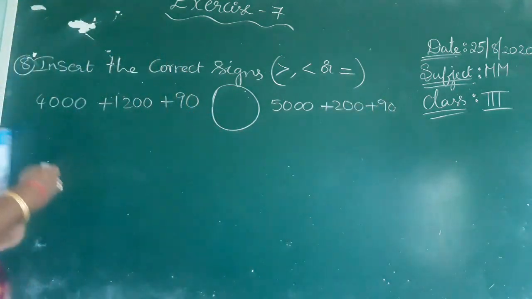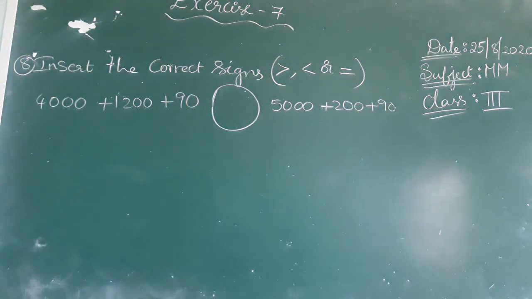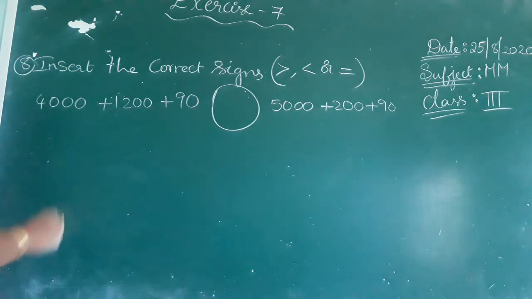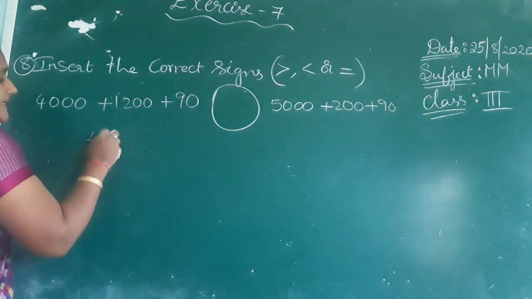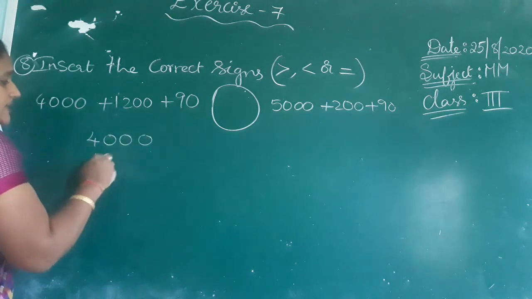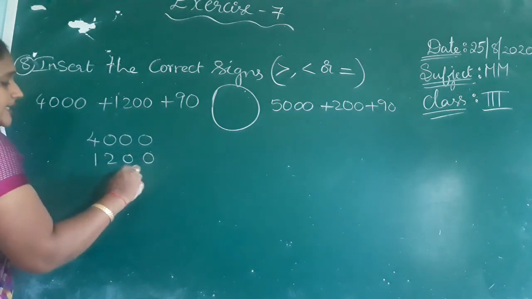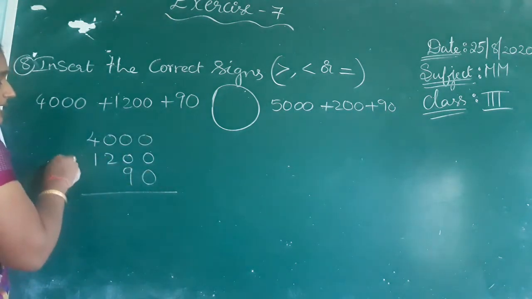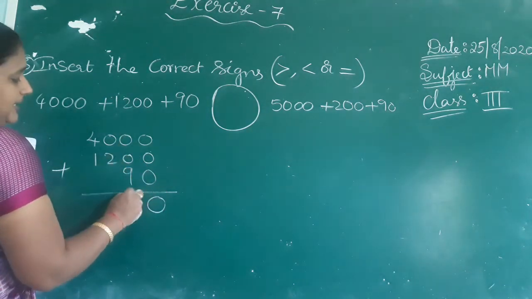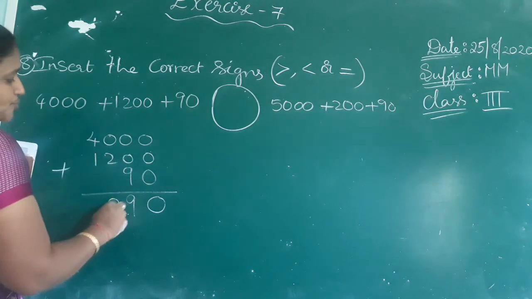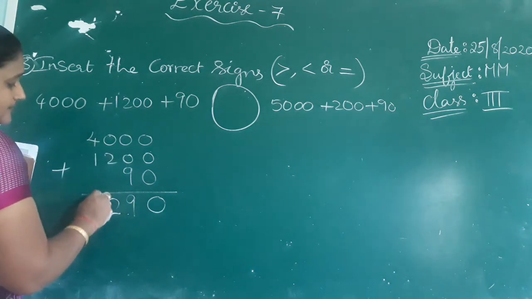Children, if you observe this, you can write it easily like expanded notation, but to avoid confusion they gave 1200s. So it's better to add. Now add this side: 4000s, 1200s, 90. By adding, right, 0 plus 0 plus 9, 9. 0 plus 2, 2. 4 plus 1, 5.